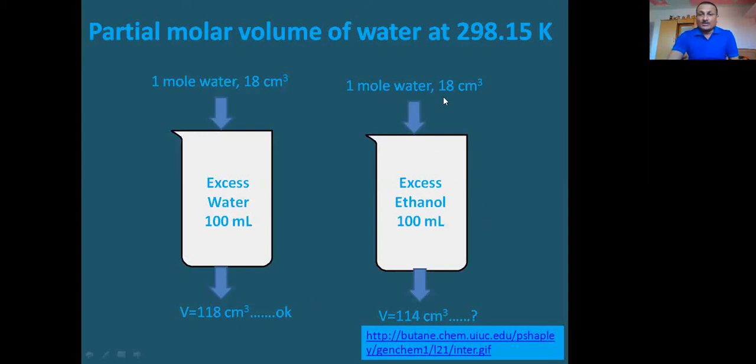But when 1 mole of water, that is 18 cm cube of water, is added in excess of ethanol, say for example 100 ml ethanol, then the volume does not become 118 cm cube, but it becomes 114 cm cube. This is because when water is added in water, both the molecules are the same and the volumes just get added. Whereas when water is added in ethanol, water molecules are different from ethanol molecules, so some kind of interaction takes place between the two different molecules, water and ethanol.